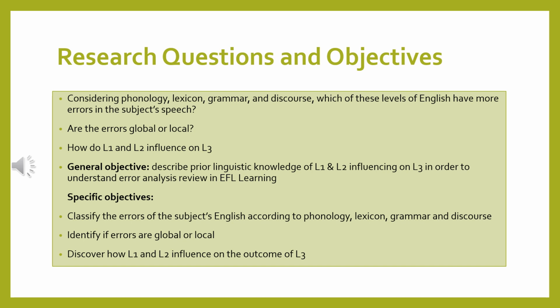The general objective of this study is to describe prior linguistic knowledge of L1 and L2 influencing L3 in order to understand error analysis review in English as a foreign language learning. The specific objectives are: clarify errors of the subject's English according to phonology, lexicon, grammar, and discourse, identify if errors are global or local, and finally discover how L1 and L2 influence the outcome of L3.